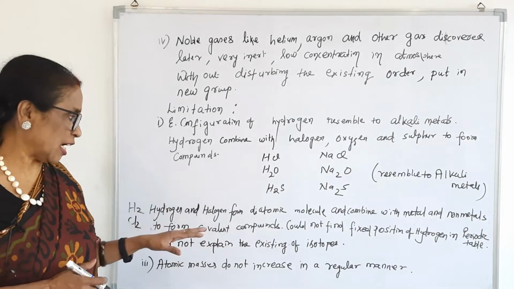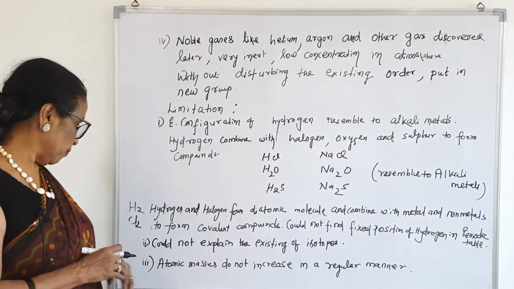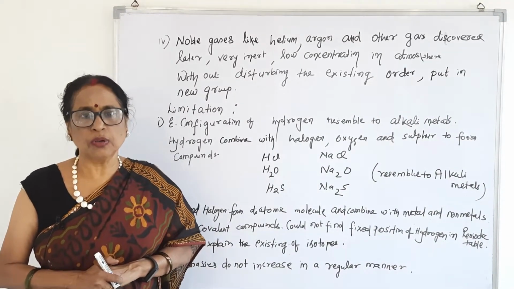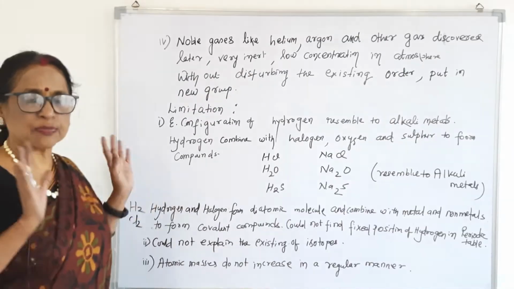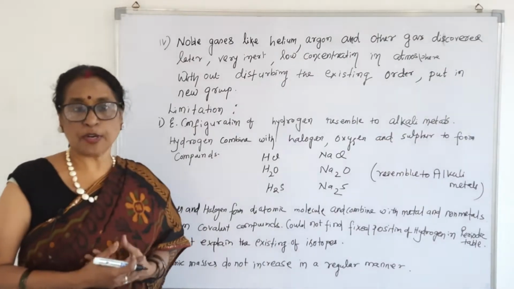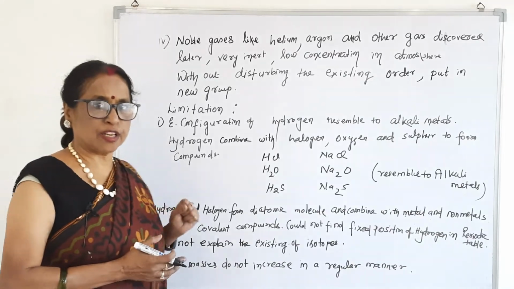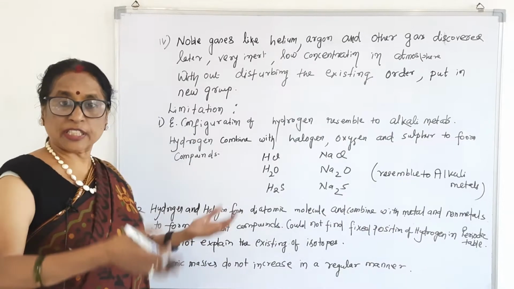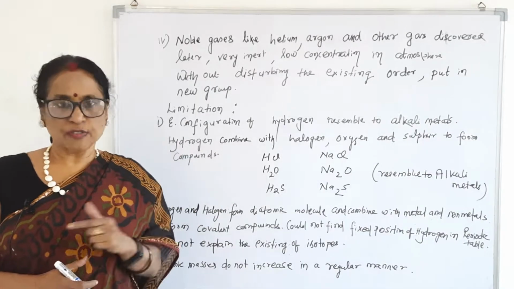Not now, but at that time, it could not find the fixed position of hydrogen in the periodic table and could not explain the existing isotopes. What is an isotope? As I told, isotopes are the same element having the same atomic number but different mass number. He could not explain what an isotope is, how it exists. At that time only atomic mass was discovered, but not atomic number. After the discovery of atomic number and so many elements, the periodic table became very easy. That is called the modern form of the periodic table.